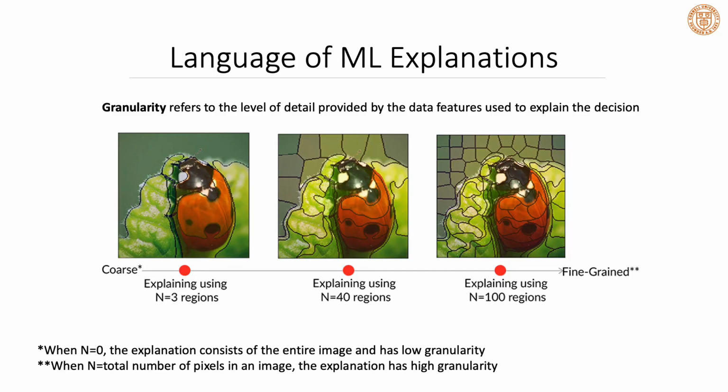Granularity refers to the level of detail provided by the data features used to explain the decision. Low-level details, like importance of each pixel in the image for a given class, provide a high degree of detail with regards to the model's mathematical representations, and hence are fine-grained. High-level features, like parts of an object in an image, offer specific and well-defined information structure and hence are coarse. Different degrees of detail affect the amount of information that can be derived from explanations.